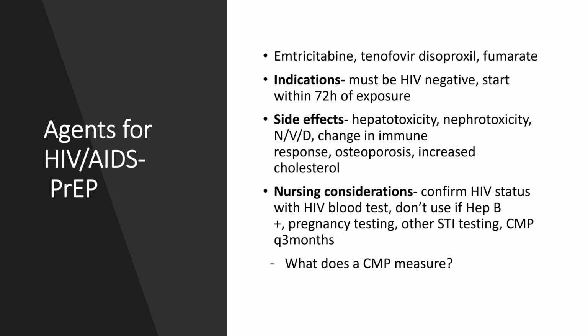So with nursing considerations, you would want to confirm the HIV status before giving this, using that HIV blood test. You're not going to use this if someone is Hep B positive or pregnant. You're going to always check for pregnancy and other STIs before giving. You're going to monitor that complete metabolic panel every 3 months. Can anyone tell me what the complete metabolic panel measures? Or why you would want to measure and keep looking at that?